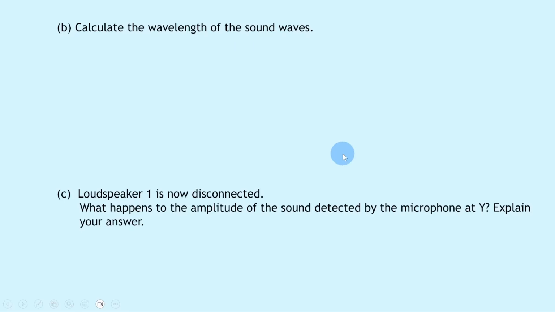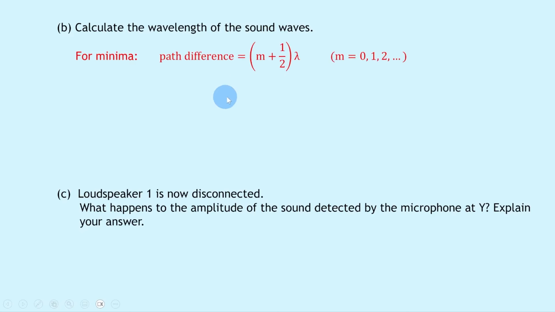Well, because we're told that point Y is the first minimum, then we want to use the equation for path difference for minima. So we can say for minima, path difference is equal to m plus a half lambda, where m equals 0, 1, 2, and so on. And we've already worked out the path difference in part A, so we can sub that in and say this is 0.34 is equal to 0 plus a half lambda for the first order minimum.